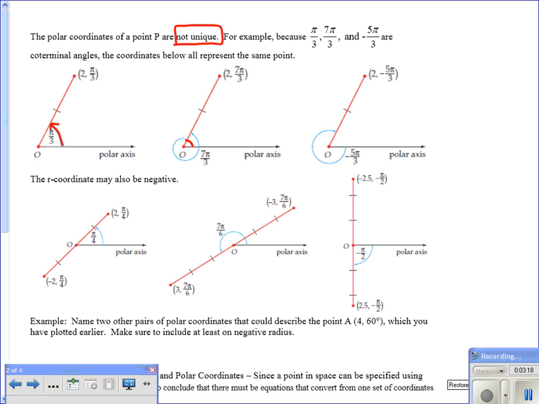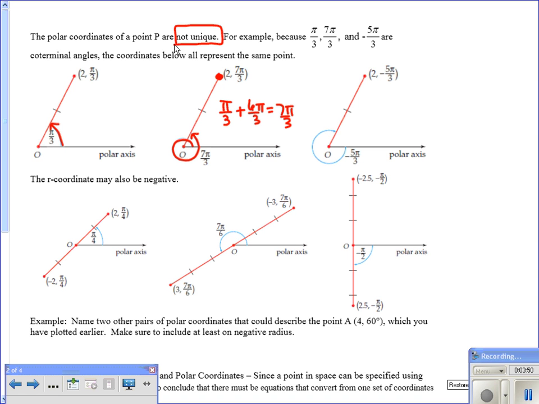Remember, if we go all the way around once, so if I take pi over 3 and add 2 pi, I need a common denominator, which would be 3, so that becomes 6 pi over 3. I get 7 pi over 3. And remember, that's a coterminal angle. I just went all the way around my circle once and ended up at the same spot, which is right here. So that would be another representation of the same point, but with a different angle.